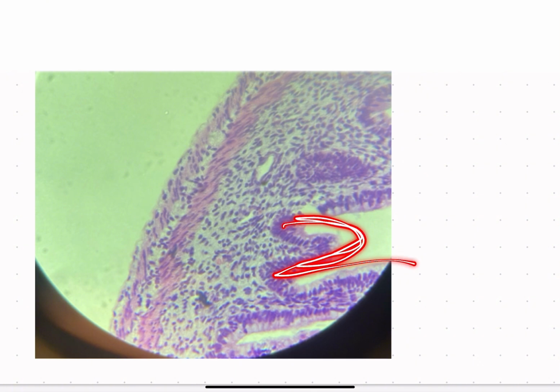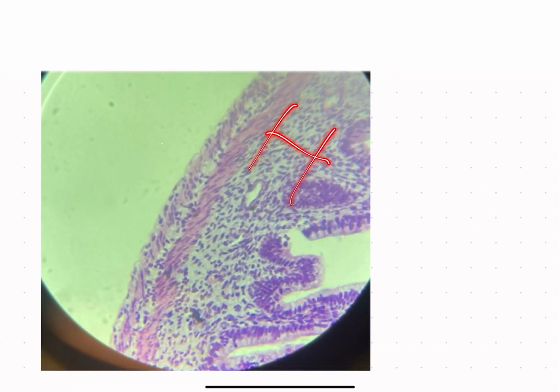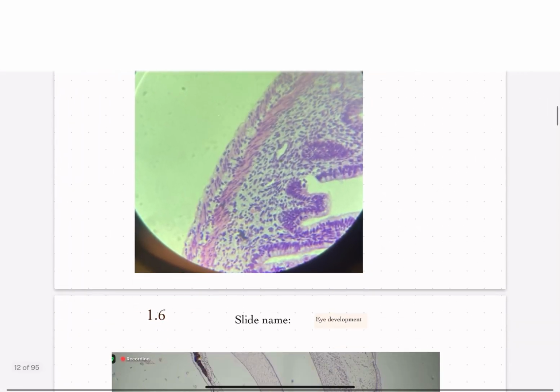And another thing, the villi here, we do have them, developing villi. We have the submucosa here, and then we have the tunica serosa underneath the muscularis externa.